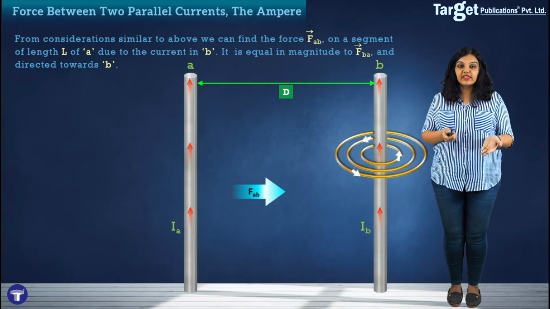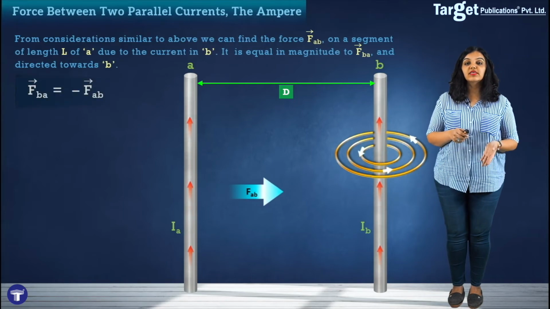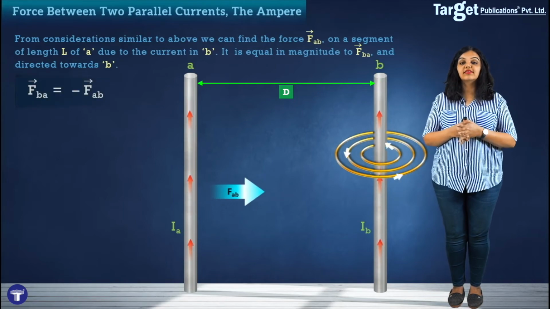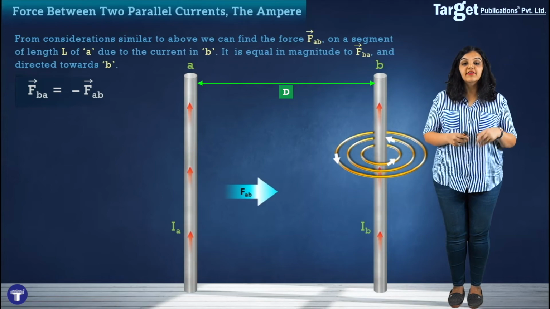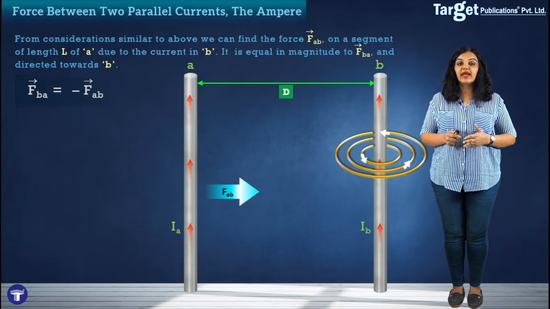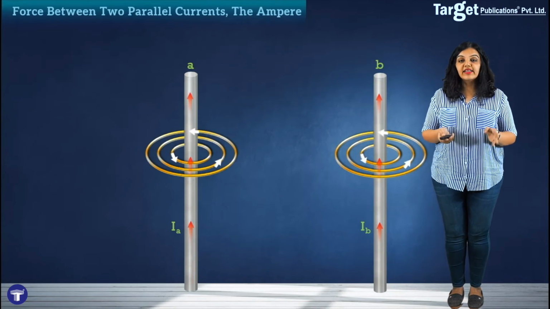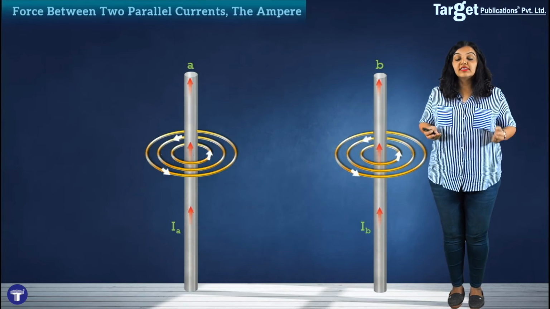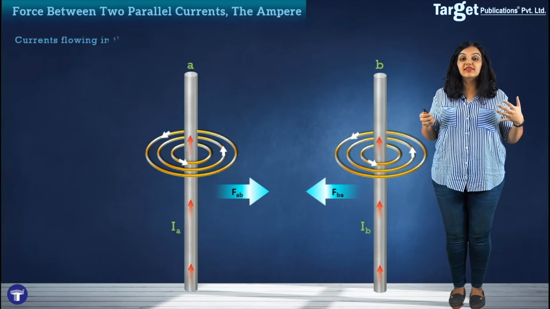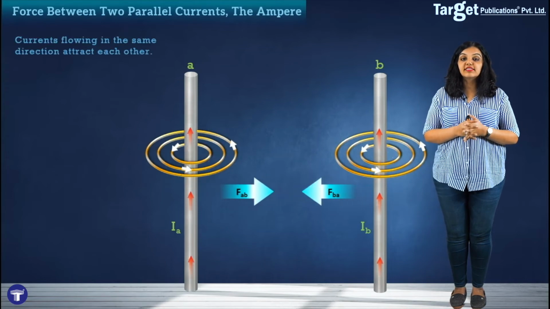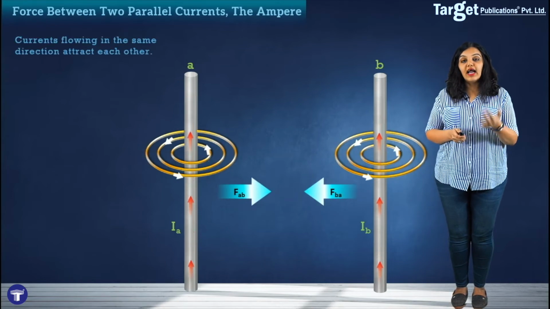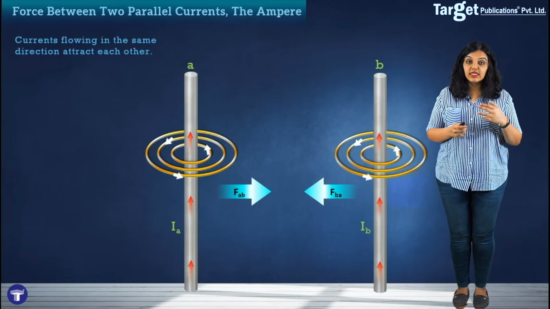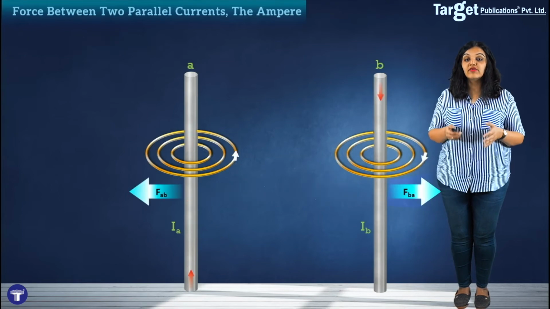And here again the effective length is L, and therefore the force comes out to be equal and opposite to the force exerted on B by A. So here you see FBA is equal to minus FAB. So finally, I can say overall that if you have two parallel currents, that is, currents in the same direction, then they will attract each other. So currents flowing in the same direction attract each other, and by the same argument, you will find that currents flowing in opposite directions actually repel each other.